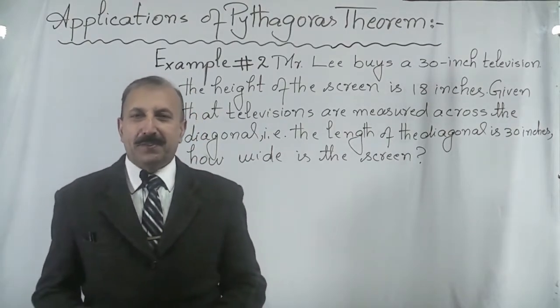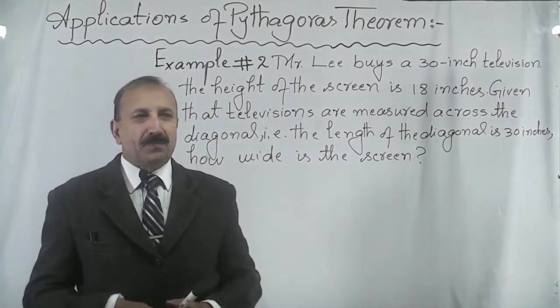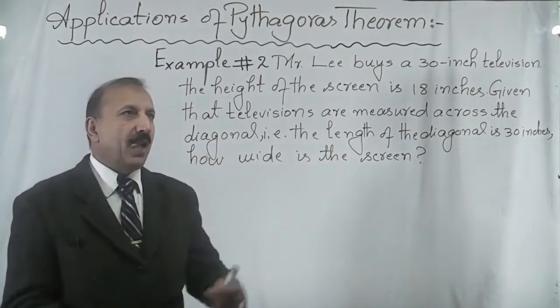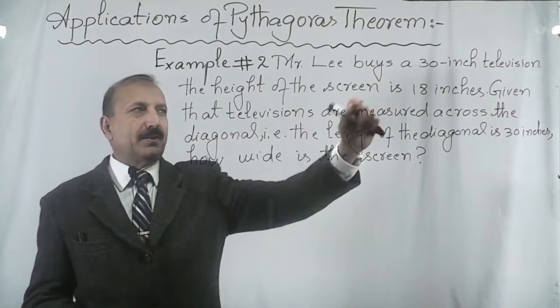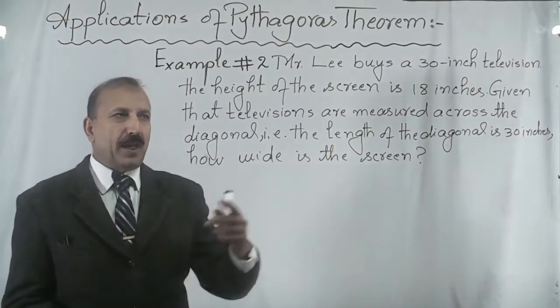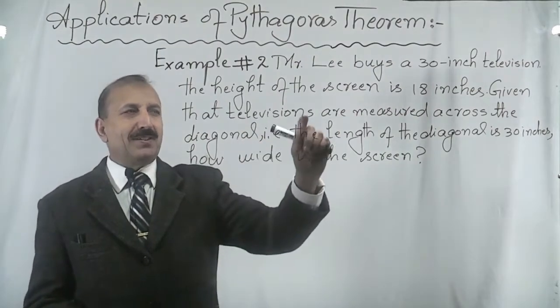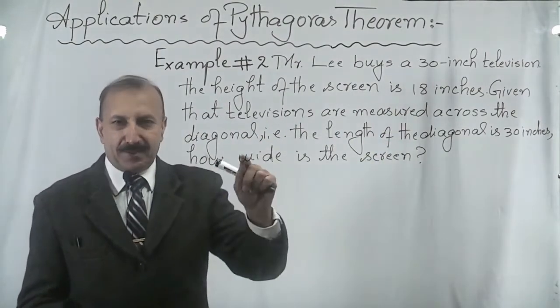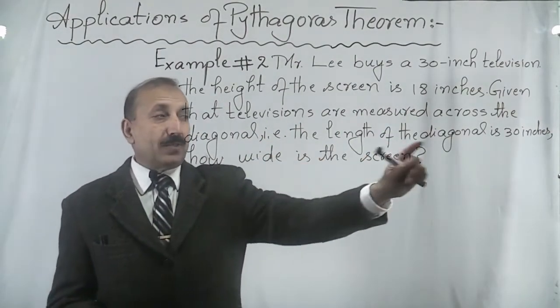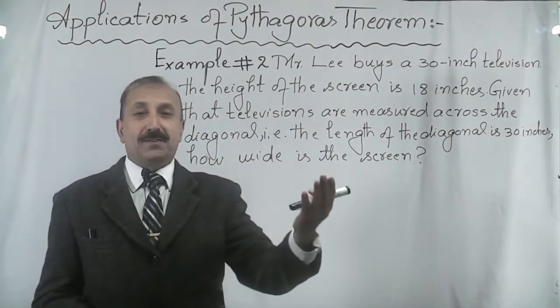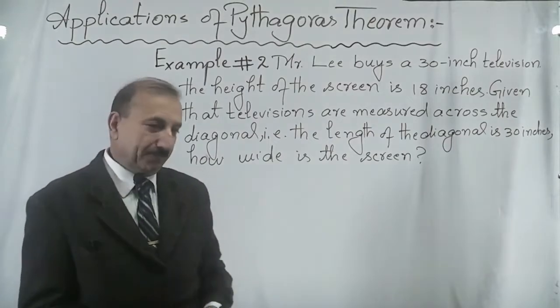Alright, my dear students, let's have one more example for the use of Pythagoras theorem in the form of a word problem. Mr. Lee buys a 30-inch television. The height of the screen is 18 inches. Given that televisions are measured across the diagonal, that is, the length of the diagonal is 30 inches here, how wide is the screen of this television?